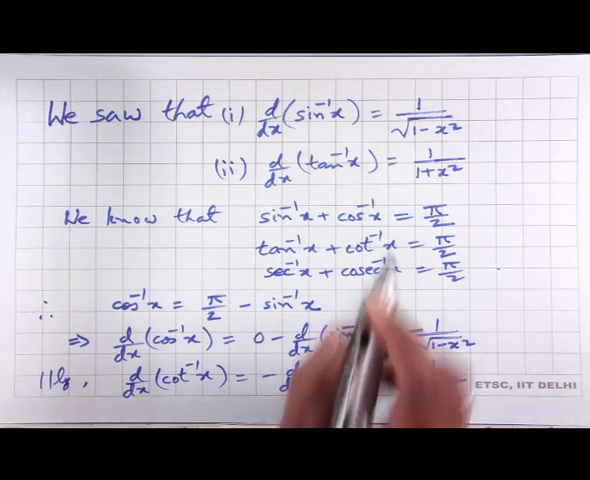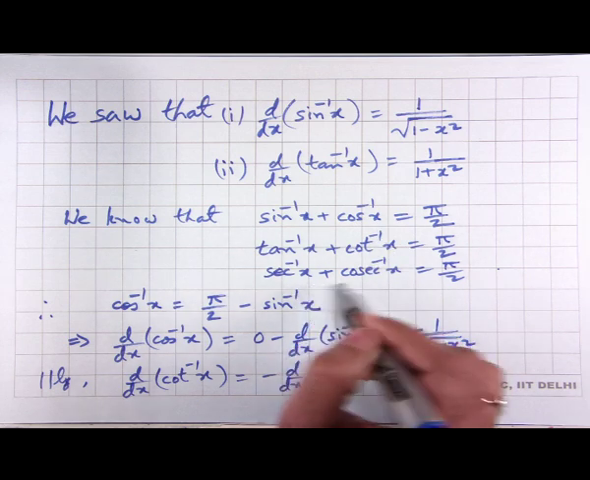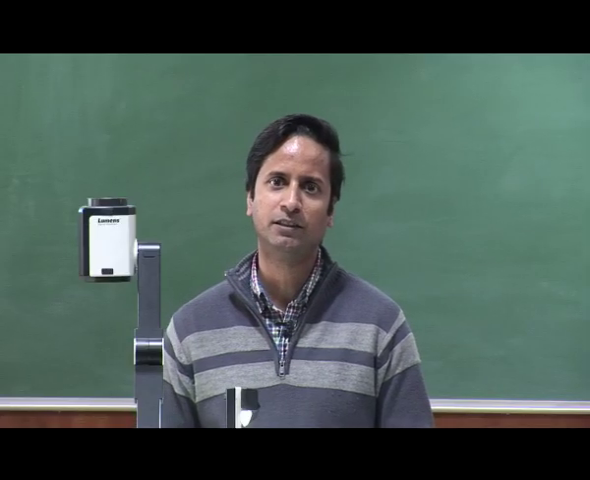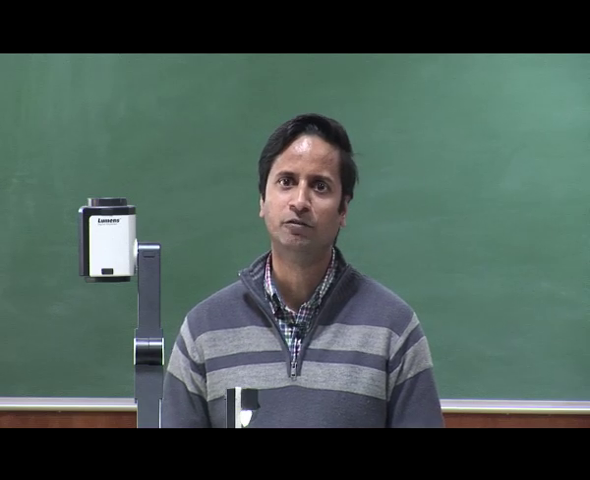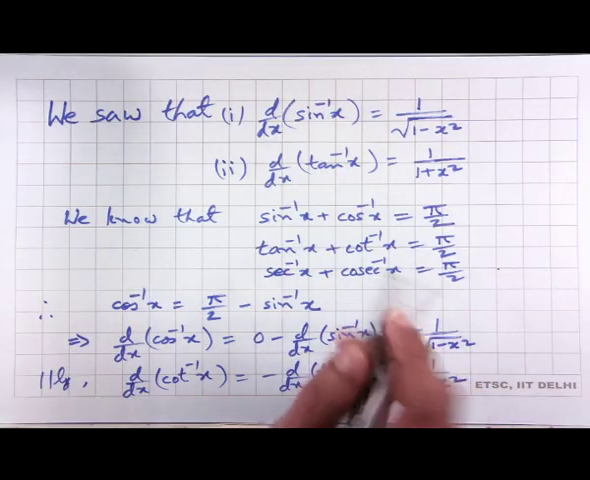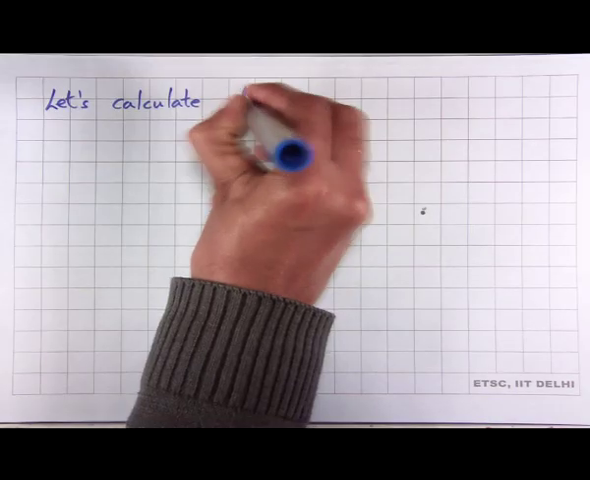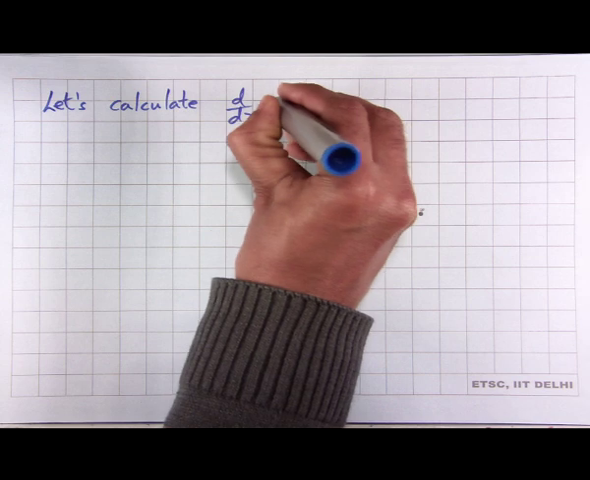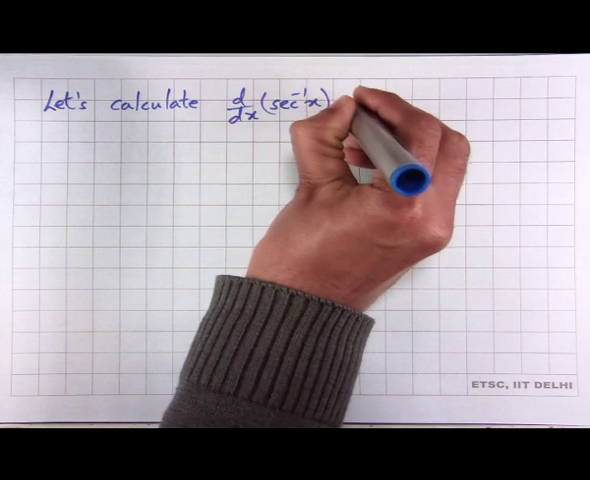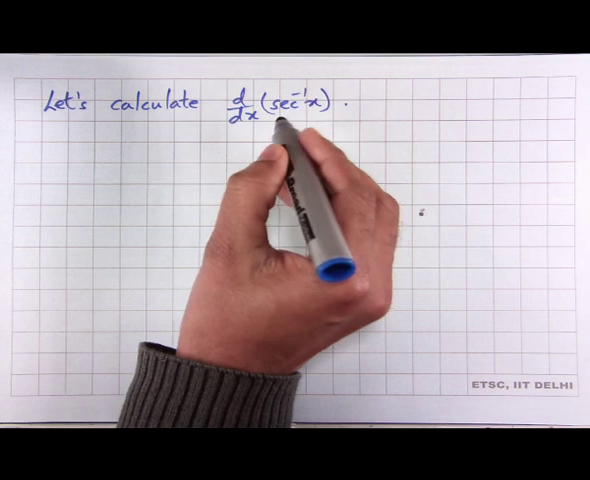Now, we are left with the derivative of secant inverse x and cosecant inverse x. If I can calculate the derivative of secant inverse x, then again the derivative of cosecant inverse x will be negative of the derivative of secant inverse x. So, let us calculate the derivative d by dx of secant inverse x. We will do the same way that we did for sin inverse and tan inverse.